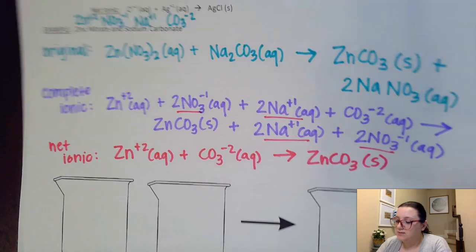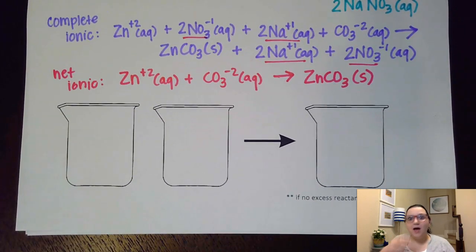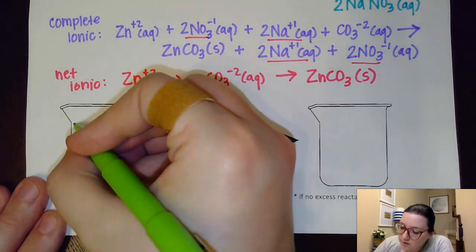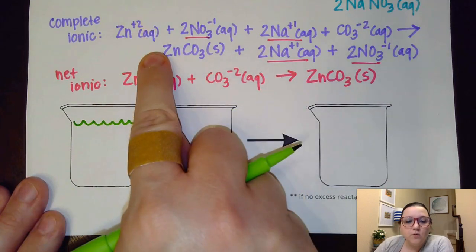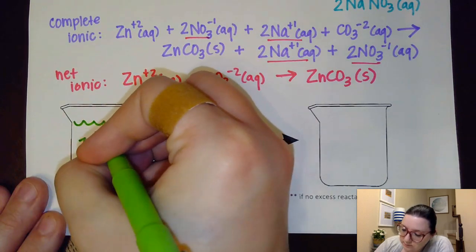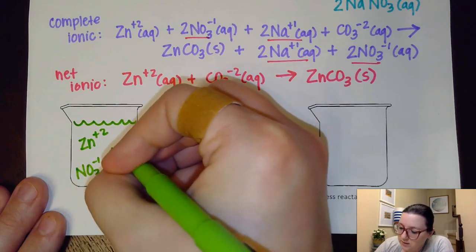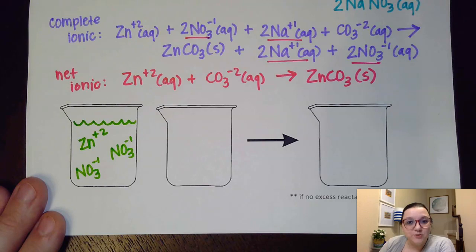Now, one of the last things we can do down here is draw a particle diagram for what's happening in these original solutions as well as in the final product. So to start us off here, our first solution was the zinc with the 2 nitrates. So I'm going to put zinc ions and my 2 nitrates. You can see this looks a whole lot like what we did back in solutions, where we showed our solutions broken up into the ions, so we showed them dissociated.